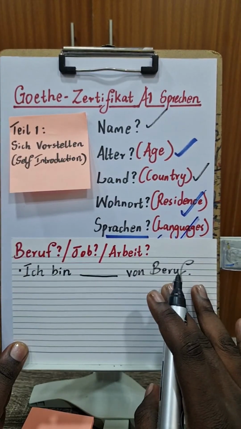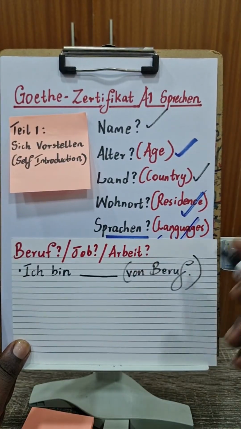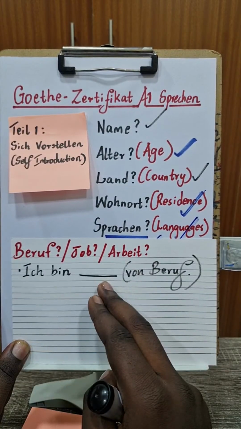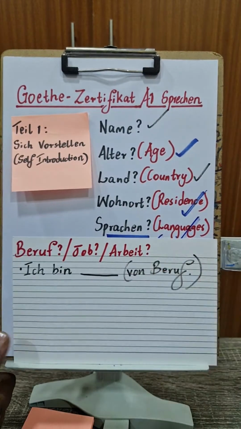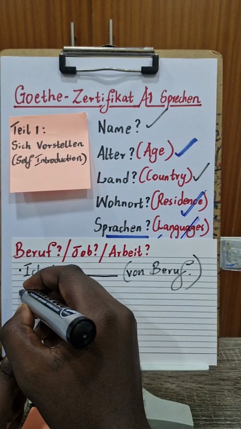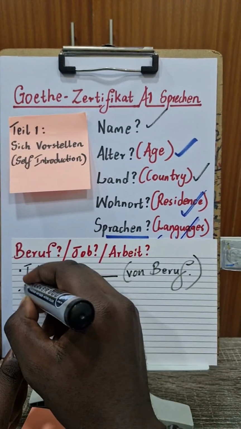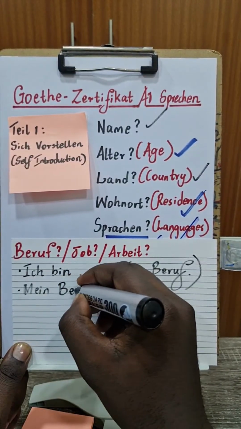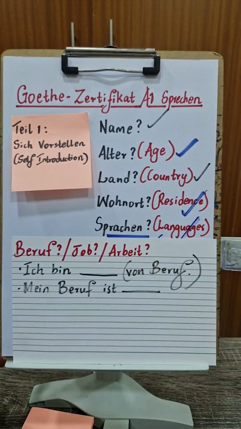Remember the nouns should be capital, right? Now I'm putting this in brackets because I could add it or remove it. I could just say, ich bin Student. Ich bin Lehrer. Or, ich bin Lehrer von Beruf. I am a teacher by profession. Now, besides saying ich bin, someone said, mein Beruf ist. The other one I've seen somebody use in the comment, mein Beruf ist dash. My profession is.